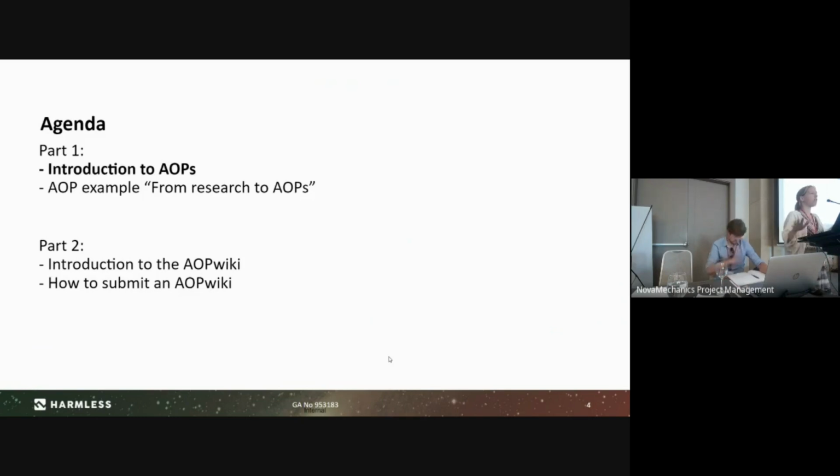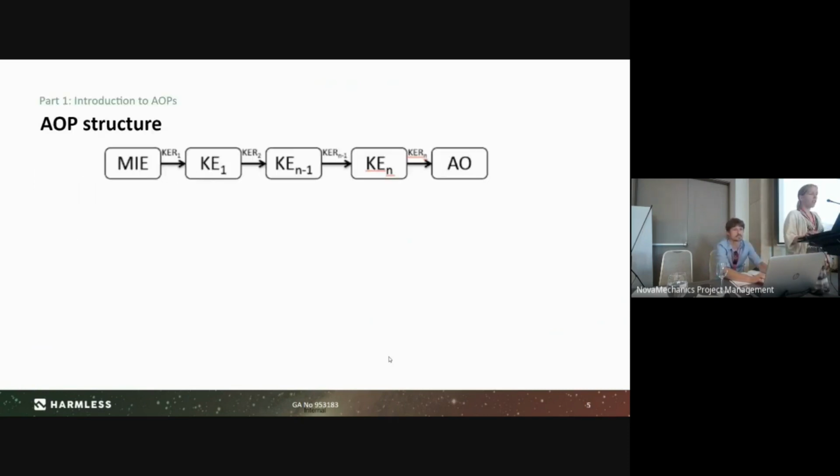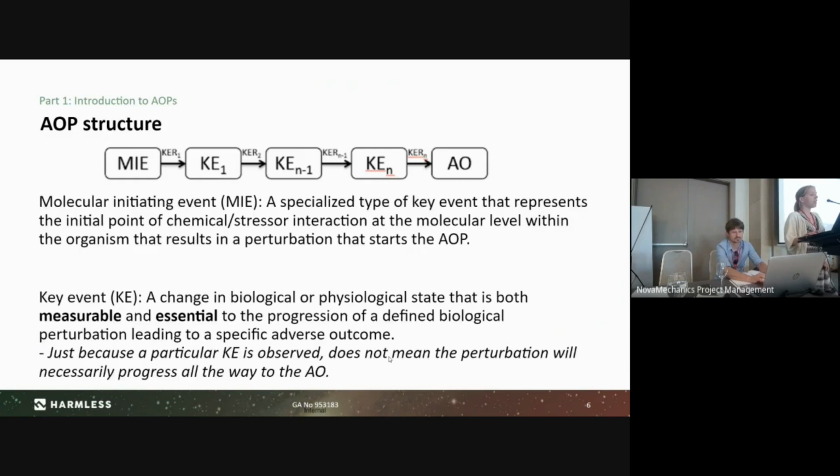So this is going to be very down to earth, just basic. What is an AOP? Just briefly going through the structure, as you have probably seen in several different presentations, we have this linear structure going from the molecular initiating event through key events to the adverse outcome. Molecular initiating events are a special type of key event that represents the initial point where the chemical stressor interacts at the molecular level with the organism, and that results in a perturbation that starts the AOP. So everything starts with the molecular initiating event, the MIE.